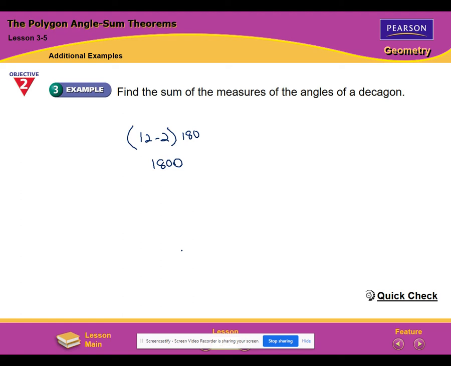So we'll get to that word in just a second about what it means to have all the sides the same measure and all the angles the same measure. But don't jump to that. All they asked for was the sum. It's 1800 degrees.